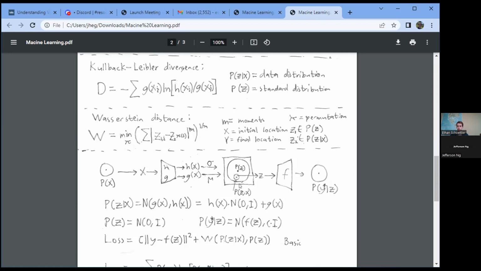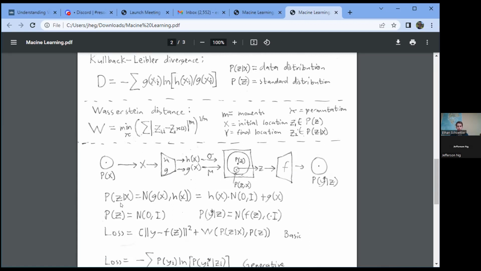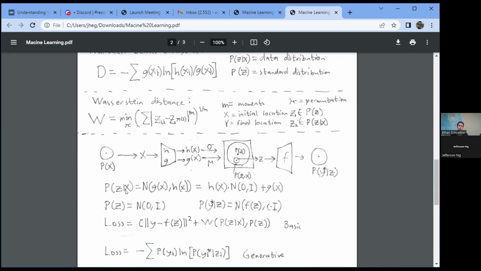Okay. And so this notation, by the way, given data point X, this is a distribution of Z in latent space. This is what the notation means. And so this is described by N, which means a normal distribution with a mean of G of X. This is what this represents, the mean. And then standard deviation of H of X. And this will change for different data points of X, because not every data point is going to have the same distribution in Z.